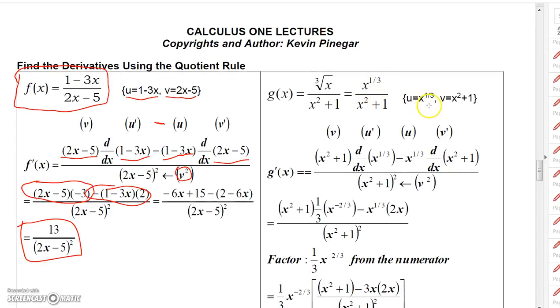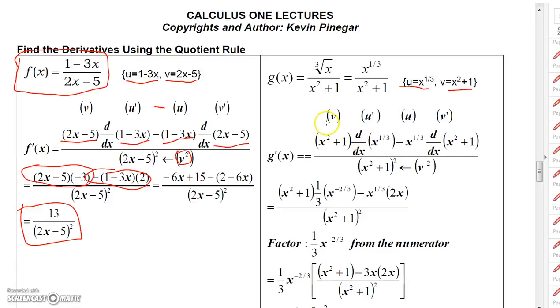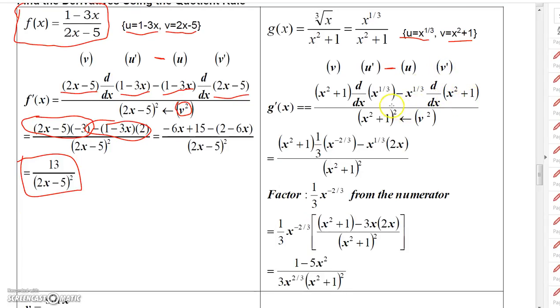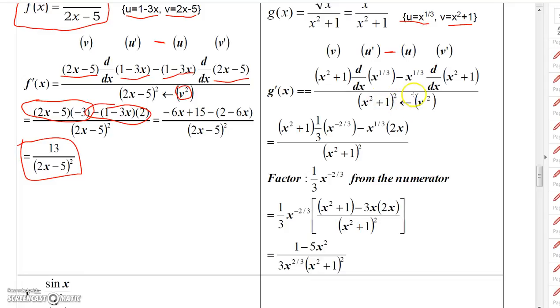So here, the numerator is x to the 1/3, the denominator is x squared plus 1. So again, I'm going to do v times u prime minus u times v prime on top. So v is x squared plus 1, and then I multiply by the derivative of x to the 1/3, then minus u, which is x to the 1/3, times the derivative of v, so the derivative of x squared plus 1. And then on the bottom, I have the v squared, which would be the x squared plus 1 quantity squared.